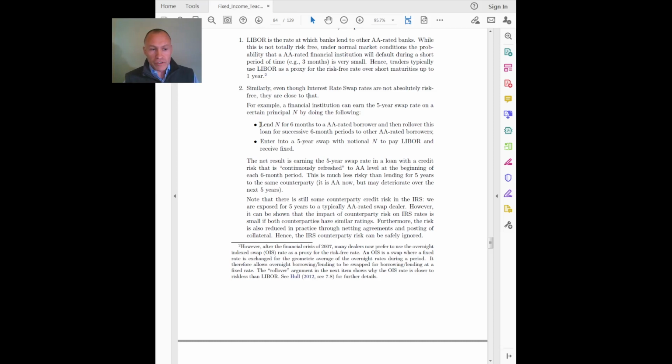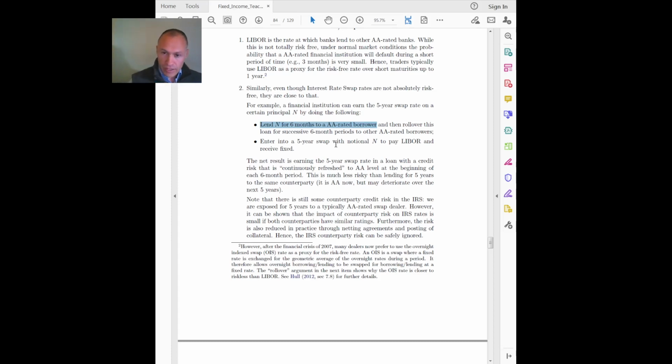So the first trade is I lend money in the money market to a bank that is right now rated AA, okay? So assume I lend for 6 months, all right? The bank is now rated AA, so the likelihood that it will default over the next 6 months is very low. So I can think of this as risk-free or almost risk-free for the first 6 months.